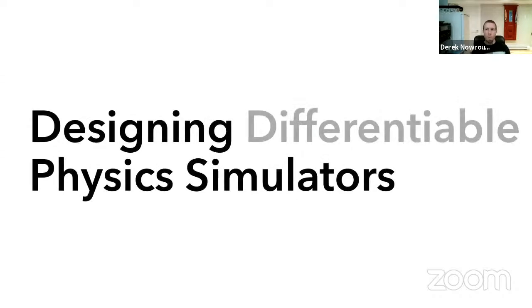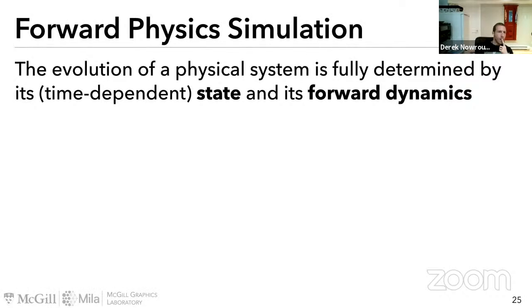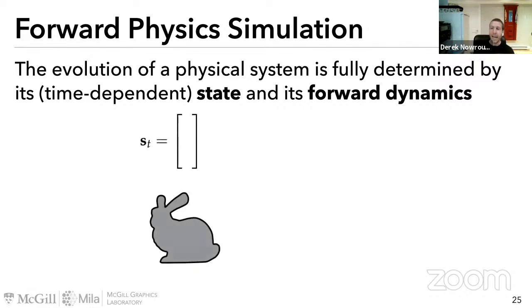So how do we design physics simulators and then move to designing what are called differentiable physics simulators? I'm going to be covering a huge domain in 2 slides, so this is necessarily an oversimplification. But generally speaking, the evolution of a physical system can be fully determined by its time-dependent state and its forward dynamics. And by state, I can mean any set of parameters, but here are some examples.